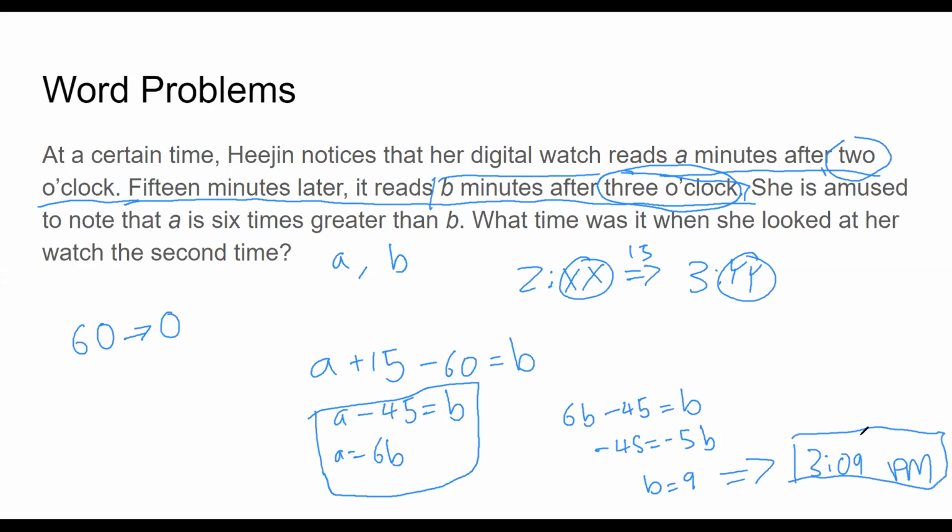Does anyone have any questions about this problem? Clarifications? Because yeah, this problem, the key here is to realize that it's a little tricky. You have to realize that when it changes from 2 o'clock to 3 o'clock, it resets from 60 to 0. So that's why you have to put this minus 60 here. Okay.